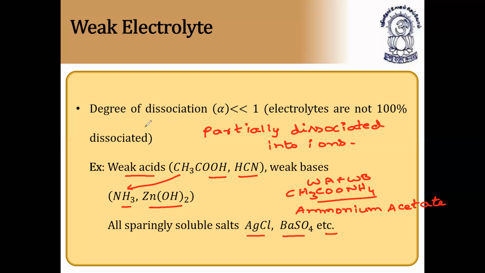The important point in weak electrolytes is that the degree of dissociation alpha is always less than 1. In the case of strong electrolytes, the degree of dissociation is always equal to 1. It is 100% ionized, and this is only partially ionized. So here I'm writing the sentence, please note it down in your classwork.